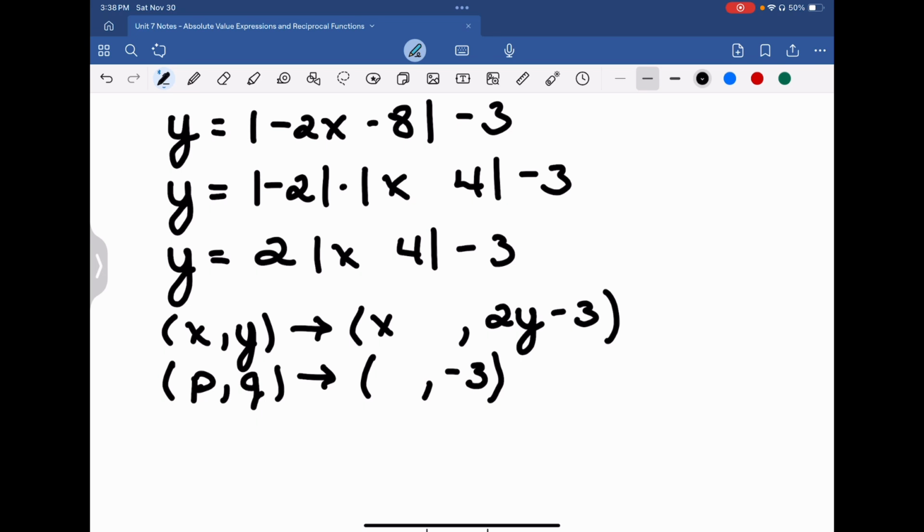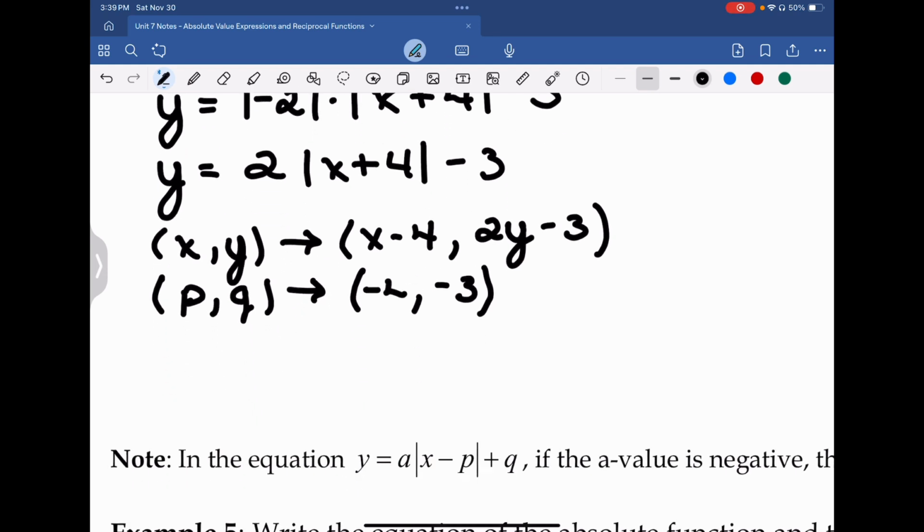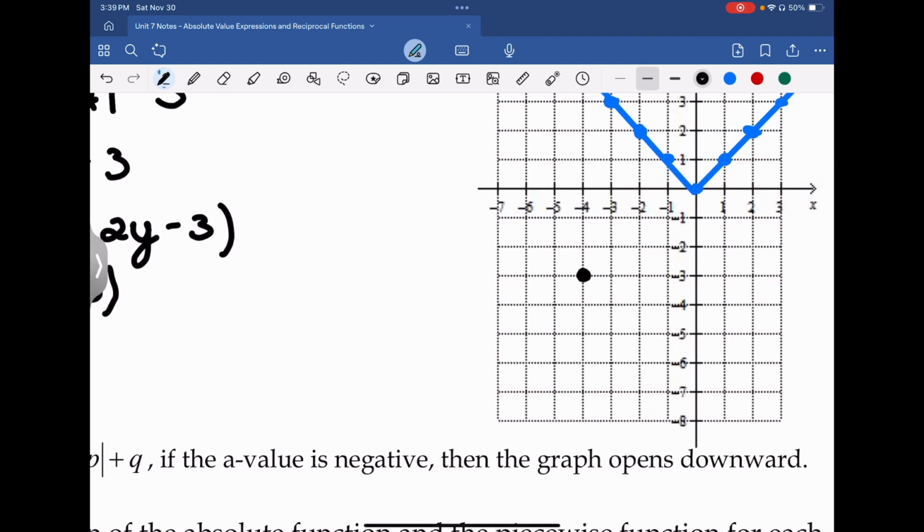Because when we factor out a -2, this ends up becoming a positive instead of a negative, which means we actually subtract all x's by 4, meaning that our p-value is actually -4. That makes a lot more sense. So we go to -4, -3, which puts us to here. And I want to show this in red, so I'm going to backpedal that just a slight bit.